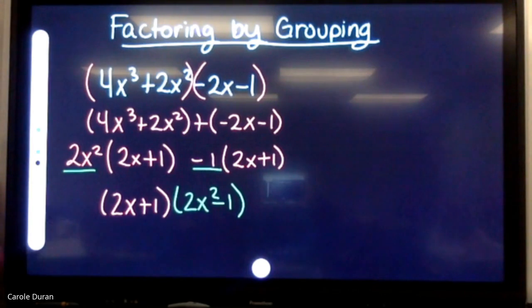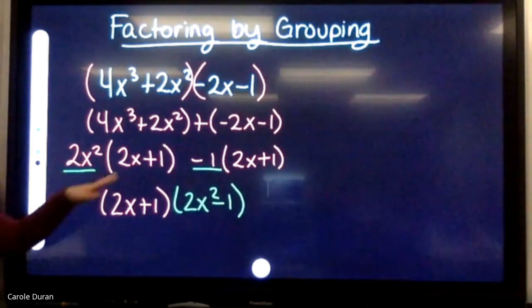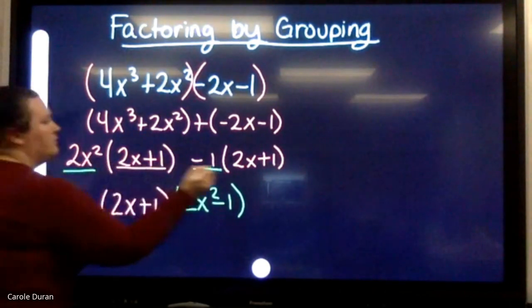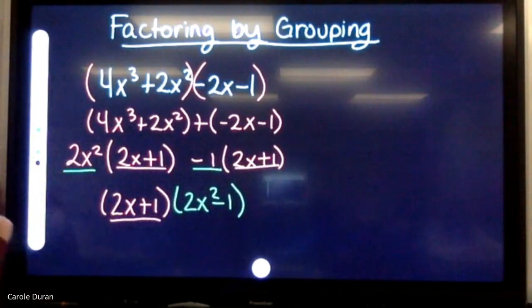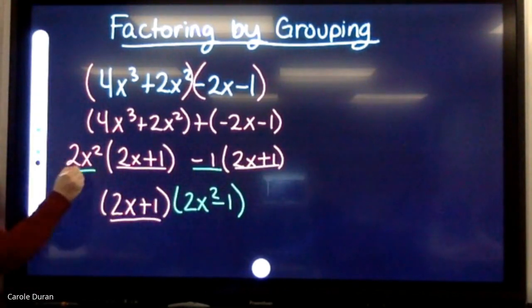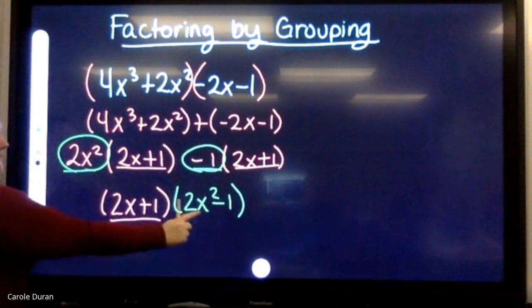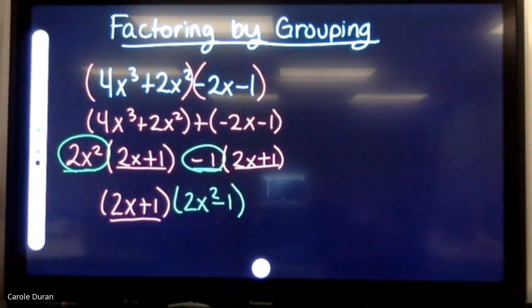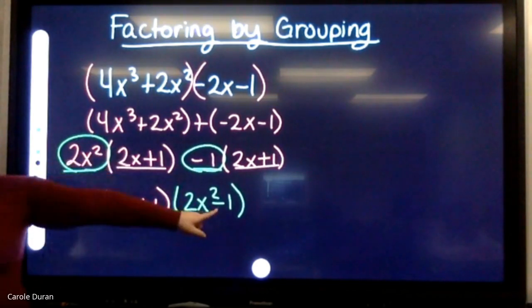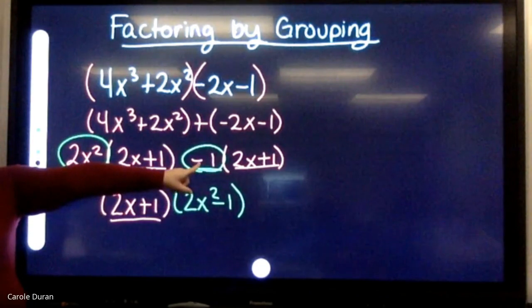Okay, so really take a second to look at it. I pulled out what they had in common, and that became my first factor. My second factor then, I took the values that I initially pulled out, and I put them together in one factor with addition. Oh, so you get rid of the negative? You switch the sign? Nope, didn't switch any signs. I have a -1 right here, because I pulled a -1 out of that second parentheses.